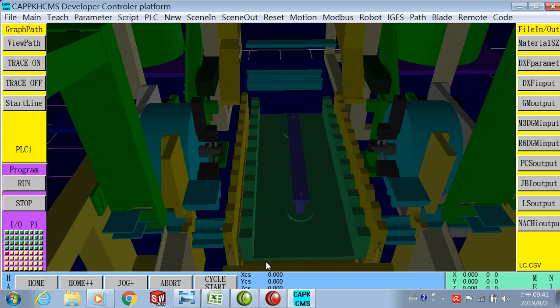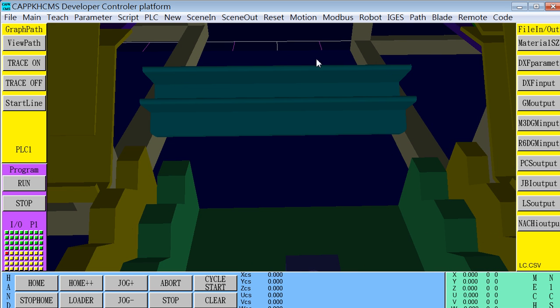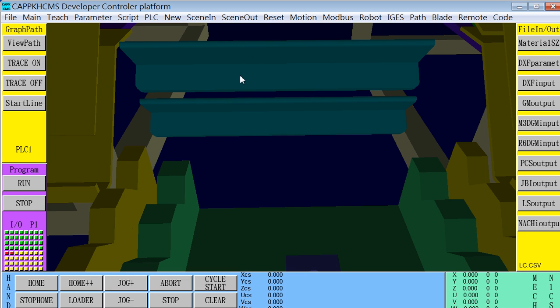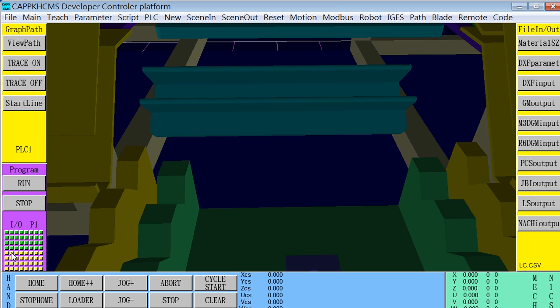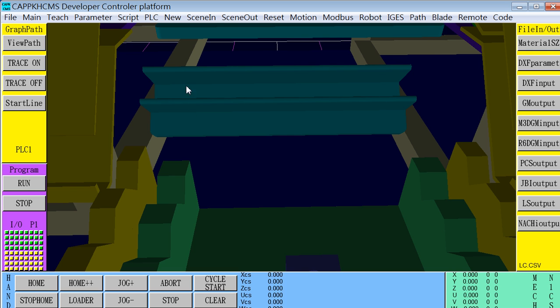Let's see the Y2 moving. The piece is this part. So Y2 on. You see, it's moving. Off, go back. In real time, as the I/O is on, it immediately moves S30, Z30. As the Y2 I/O is off, it immediately goes back.